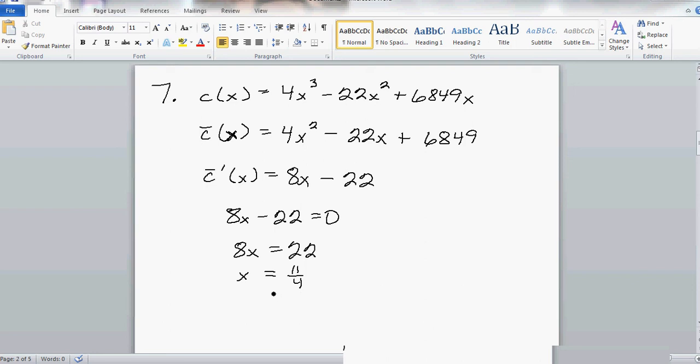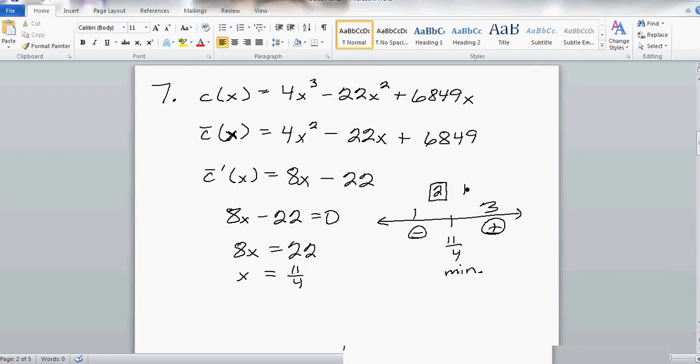Now obviously we can't make 11/4 of a product. So what we have to do is, first of all, we do want to verify, is this indeed a minimum at 11/4. So I'm going to plug in the value of 1 and the value of, what, 3? 3 will work. So if I plug in 1, 8 minus 22, that's negative. 3 will be 24 minus 22, that's positive. And so this is a minimum, like we want. Now the question becomes, we can't make 11/4 of an object. So the question becomes, do we want 2?